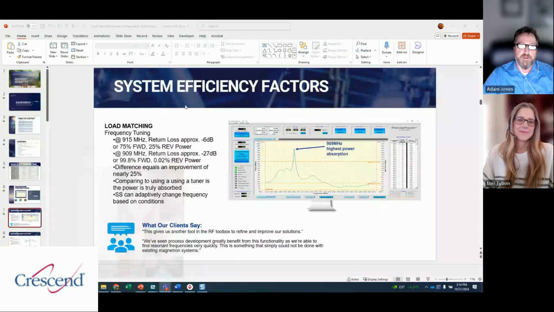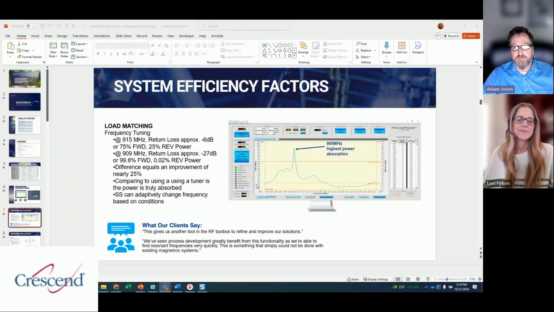I'm wondering, can we dig a little bit deeper into some of the technical specifics? So how does load matching impact system efficiency in solid state versus magnetron? Well, this is one of the really interesting parts of solid state versus magnetron, and I have a slide I can show you that really demonstrates the power of solid state and its frequency agility to be able to load match to the characteristics of your systems.